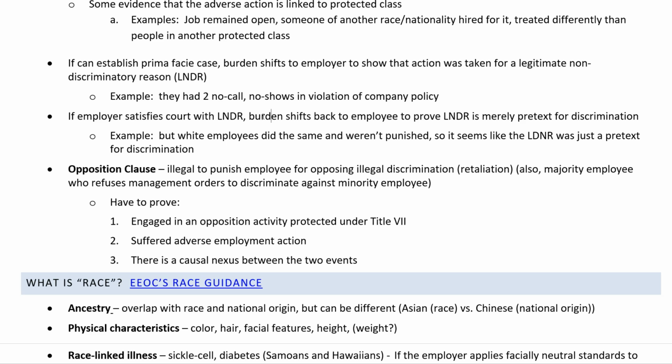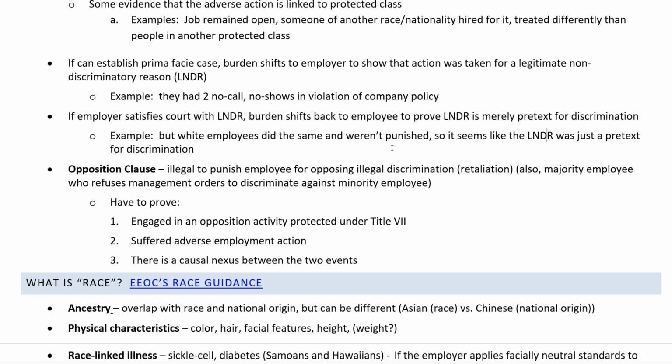And it looks like the employer's stated reason, I'm messing up my letters here, I'm fixing my notes in real time again. The LNDR was just a pretext for discrimination.